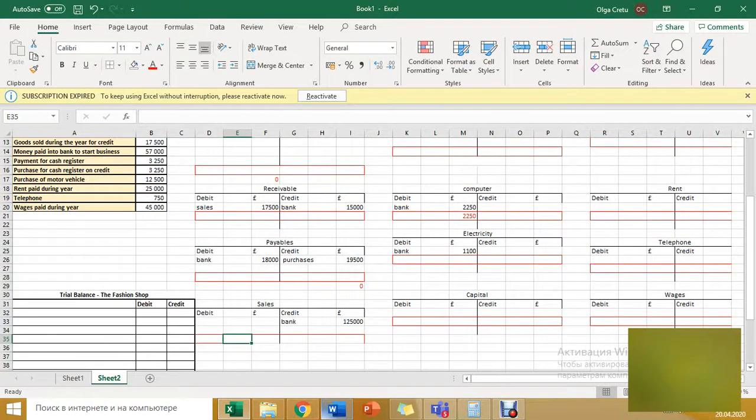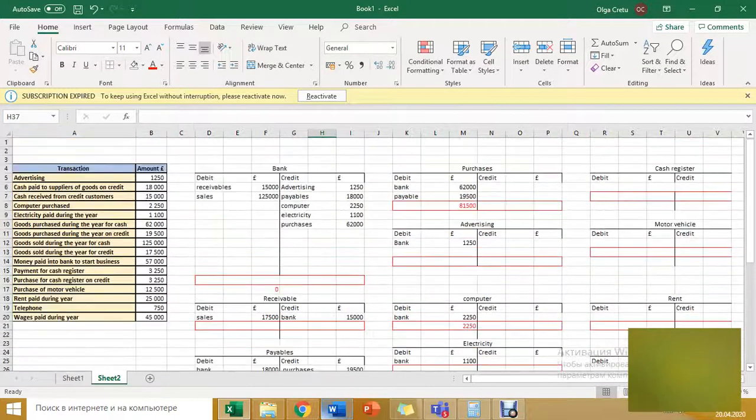And we said that we sold on credit, so that means that we have a receivable account here, right, for 17,500. Then we also said that the owner paid into the bank 57,000 to start a business, which means that this is the capital, the startup capital, right?